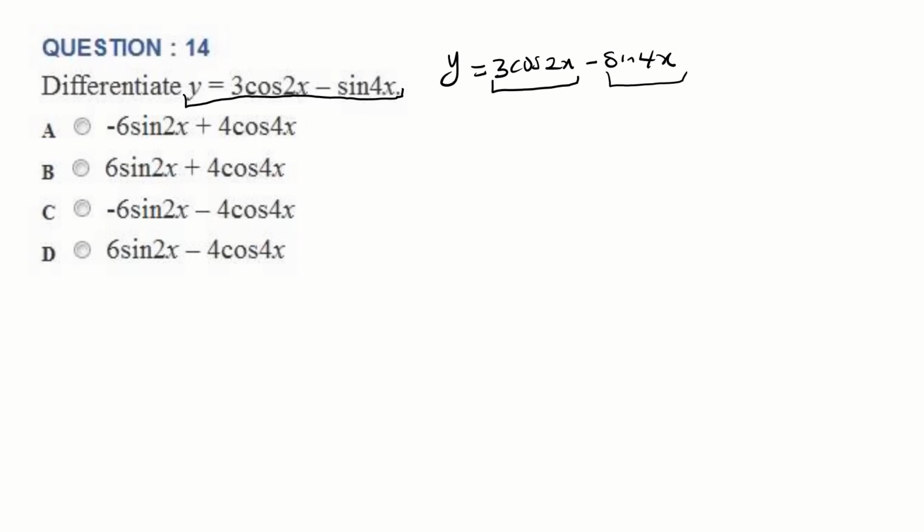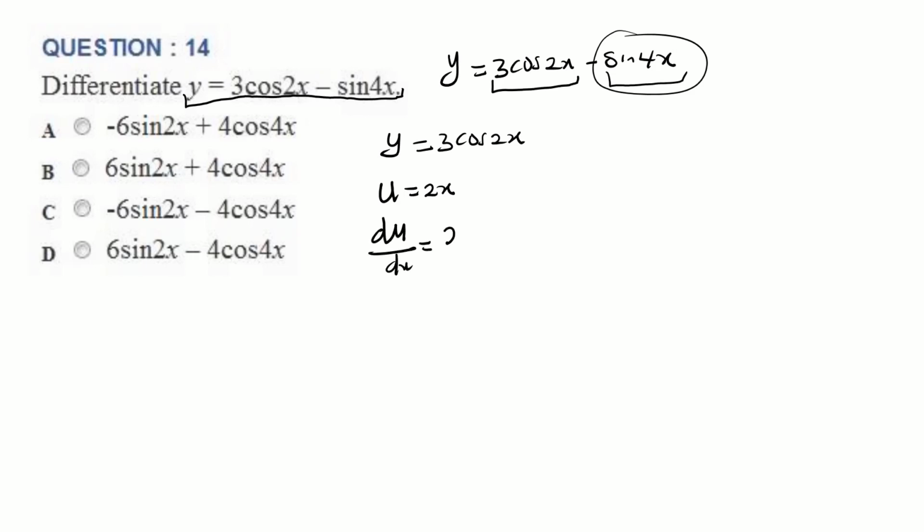So let's close our eyes to this and assume we only have y equal to 3 cos 2x. How do we differentiate this? By the time we find the answer, then we can subtract them. How do we differentiate y equal to 3 cos 2x? Here we have to use function of a function. We can't differentiate cos 2x directly. We can differentiate cos x, cos a, cos b. So what we do is substitute u to be equal to 2x, and we differentiate u with respect to x. So du over dx is 2.